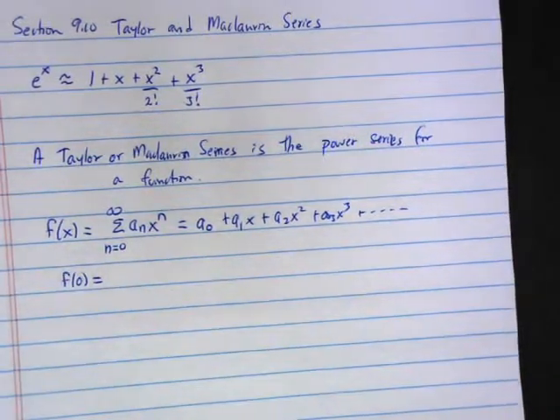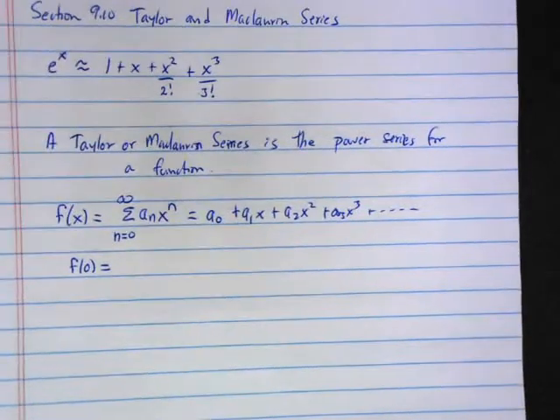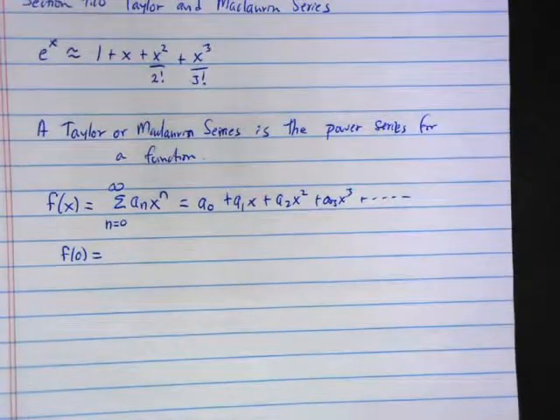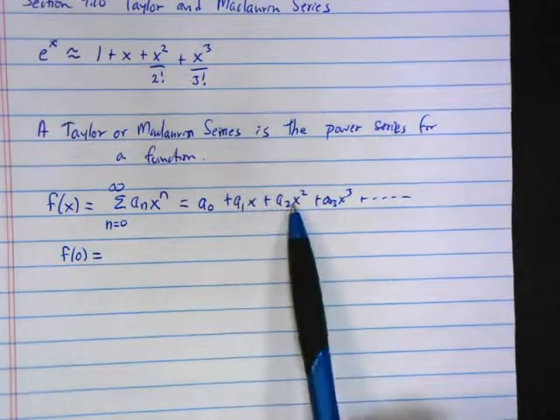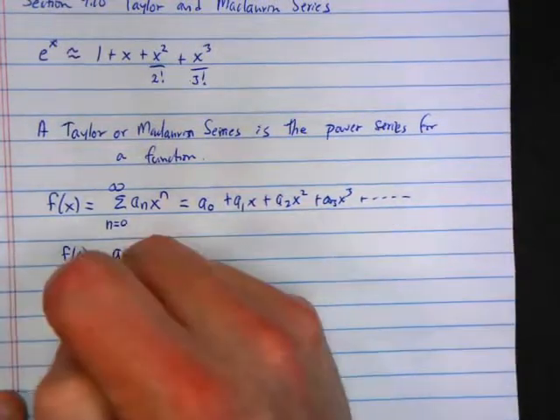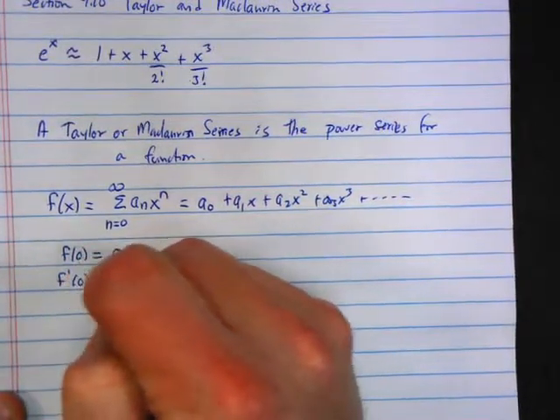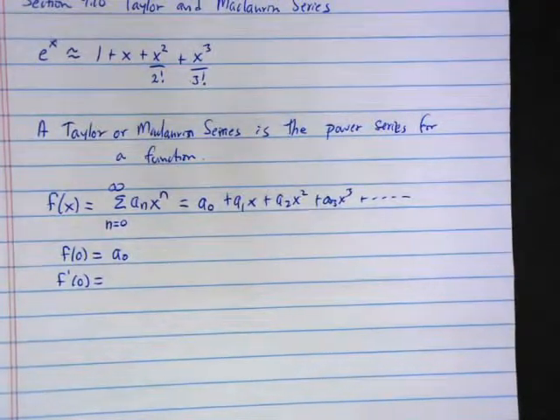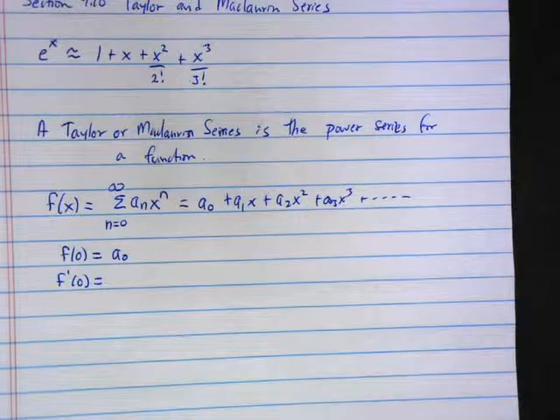What happens if I take that series and plug in the number 0? I'm going to get 0 for everything except a sub 0. I'd get 0 here, 0 there, 0 there, but I would get a sub 0. What if I wanted to take the derivative of that series and plug in 0? I would get a1.